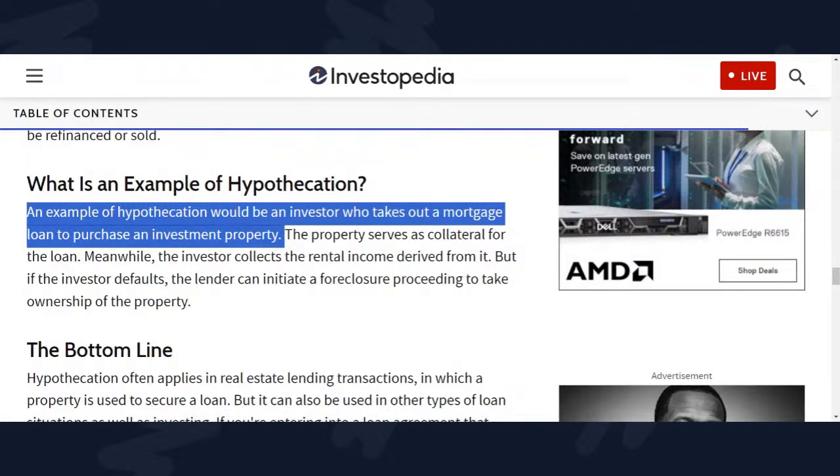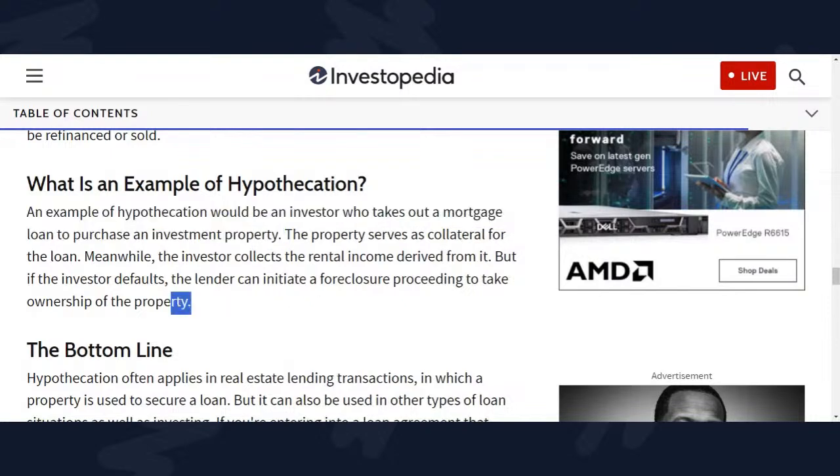Guaranteed, they're going to have you make payments. That document itself, as we discussed yesterday, as cash, is supposed to have the value in there and is to be considered as payment. The unpaid balance of money or its equivalent. All you have to do is deposit it. Direct deposit. It's a directive. The property serves as collateral for the loan. Meanwhile, the investor collects the rental income derived from it. But if the investor defaults, the lender can initiate a foreclosure proceeding to take ownership of the property.